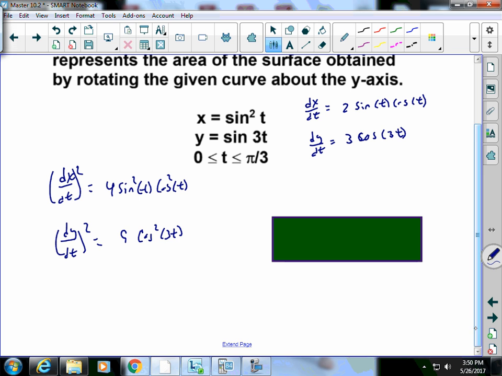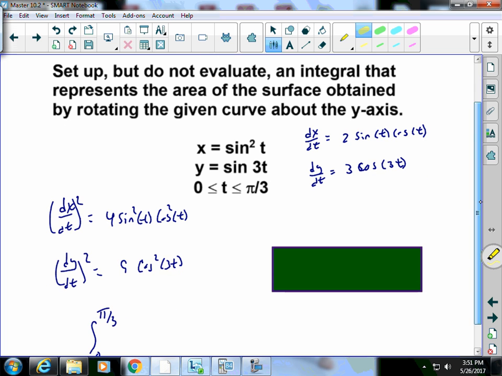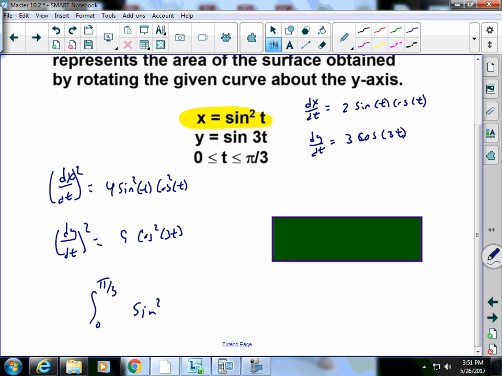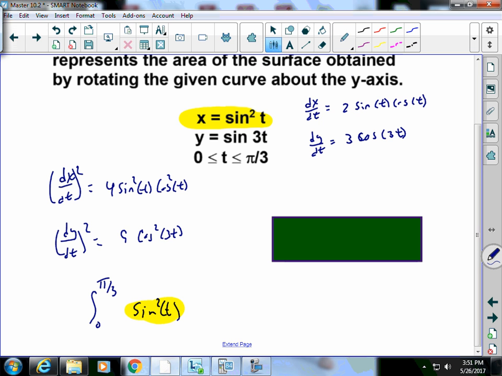So now we're going to substitute. I'm integrating from 0 to pi over 3. We said we want x, right? We wanted the x here. X is this. So we're going to put sine squared t. There's my x. I'm multiplying that. I need my dx dt squared, 4 sine squared t cosine squared t, plus my dy dt squared, 9 cosine squared 3t.